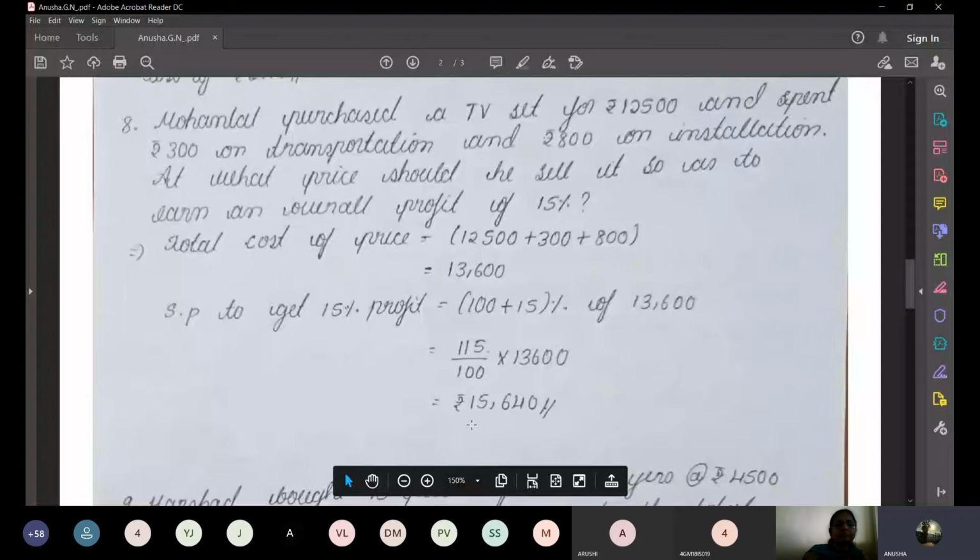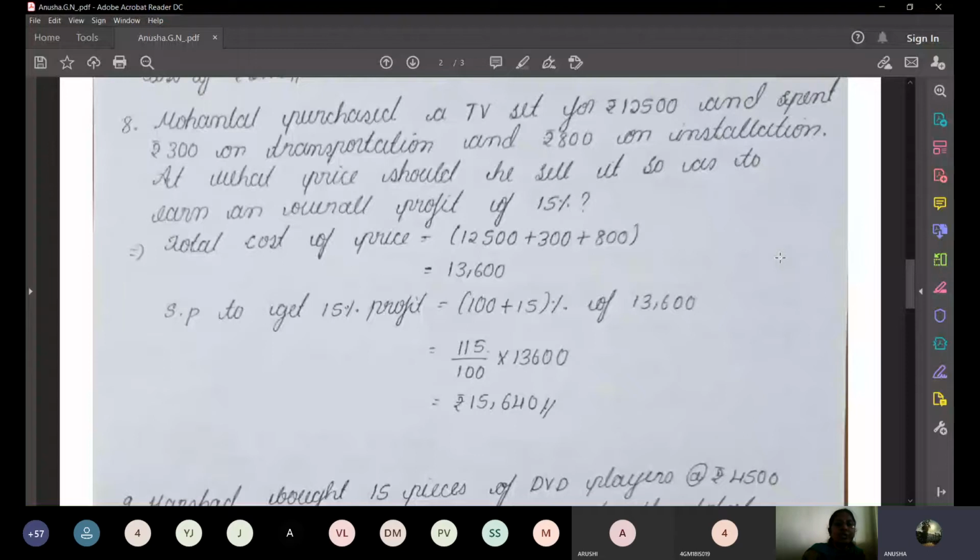Only one product is there in this problem? Yes. So the original cost of the TV is 12,500. How much for transportation? 300, ma'am. And what is that, 2,800 for installation? No ma'am, 800 will be the price for installation. Okay, 800 rupees for installation. So at what price should he sell? He has to get a profit of 15%.